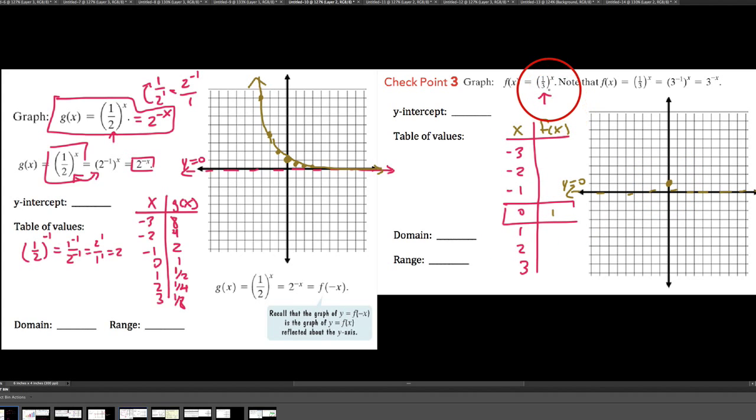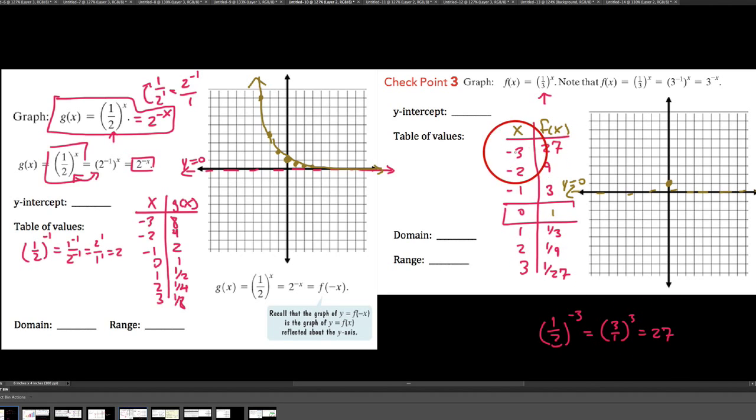Now if I plug in 1, 1/3 to the 1 is a third, 1/3 to the 2 is a ninth, 1/3 to the 3 is a 27th. And if we go backwards here, this will be 3, this will be 9, and this will be 27. And if you're unsure about this, you can certainly feel free to take 1/3 to the -3, for instance, which would be the same thing as 3 wholes to the +3, which is still 27 right up here, if we were to use -3 for our input.